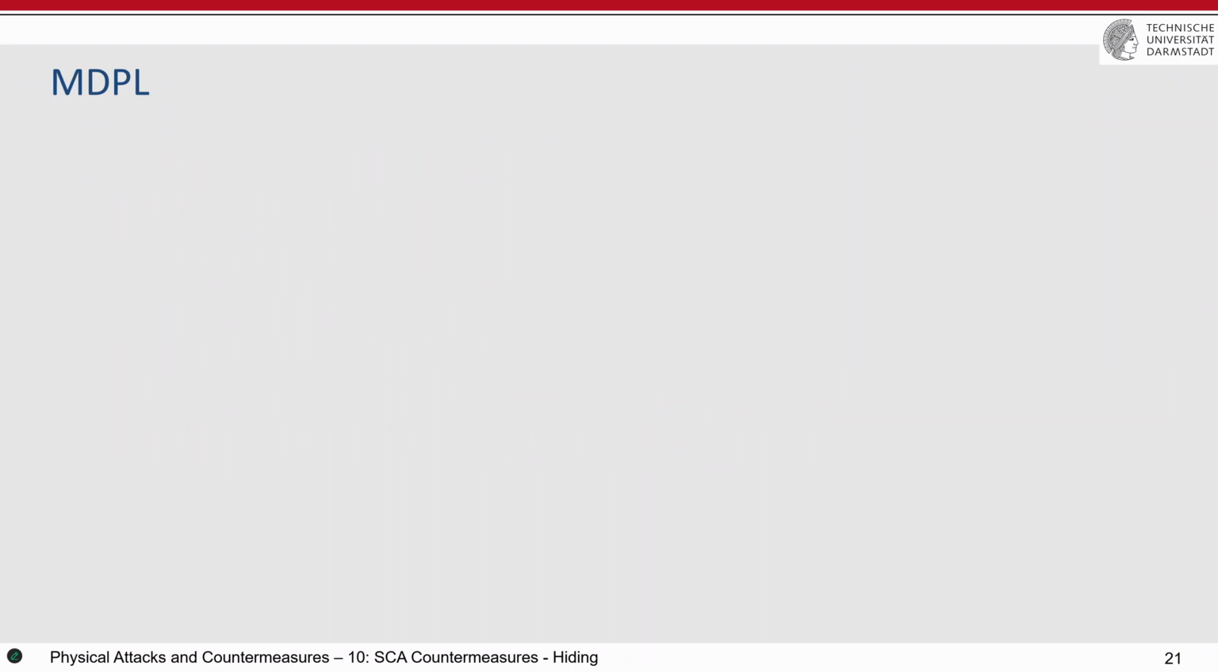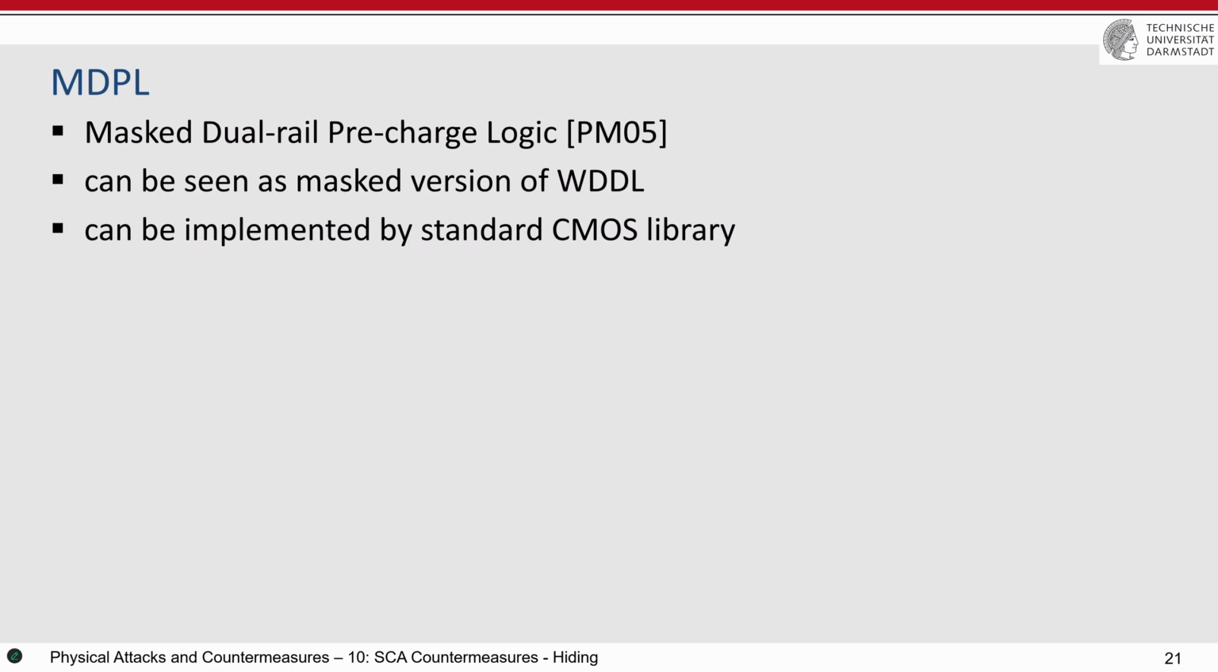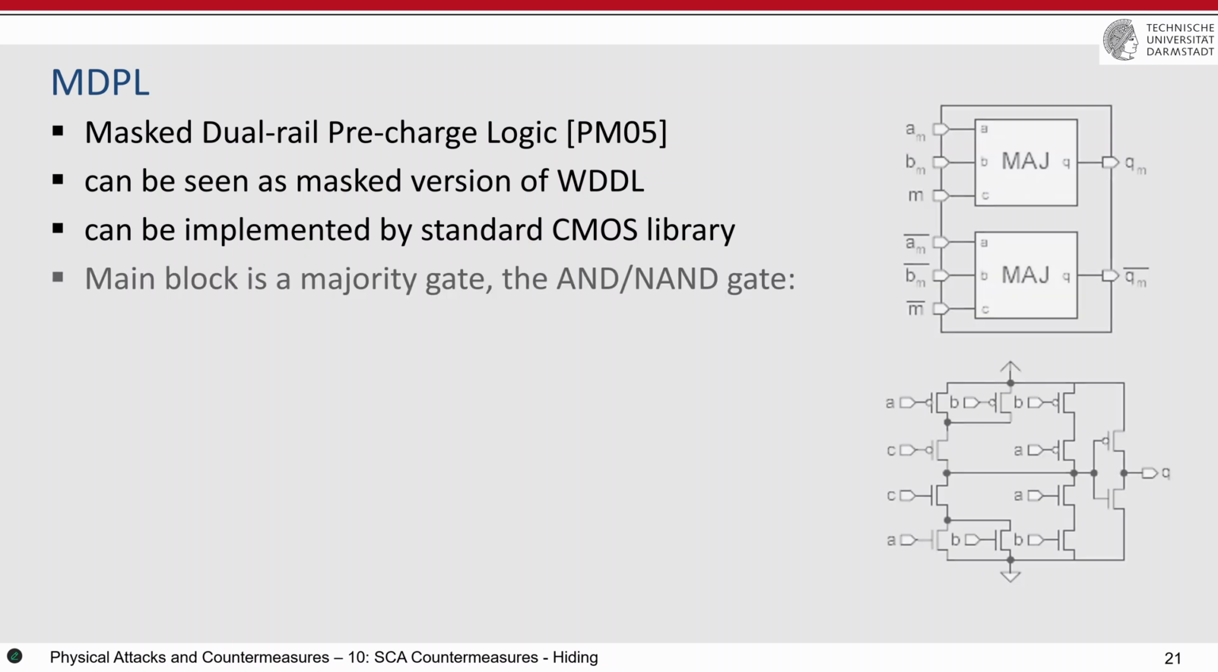Now the next one is the MDPL, which is very similar to that one that we have seen, masked dual rail pre-charge logic. It can be seen as a masked version of the WDDL and can also be implemented with a standard CMOS library. The concept actually is like this.